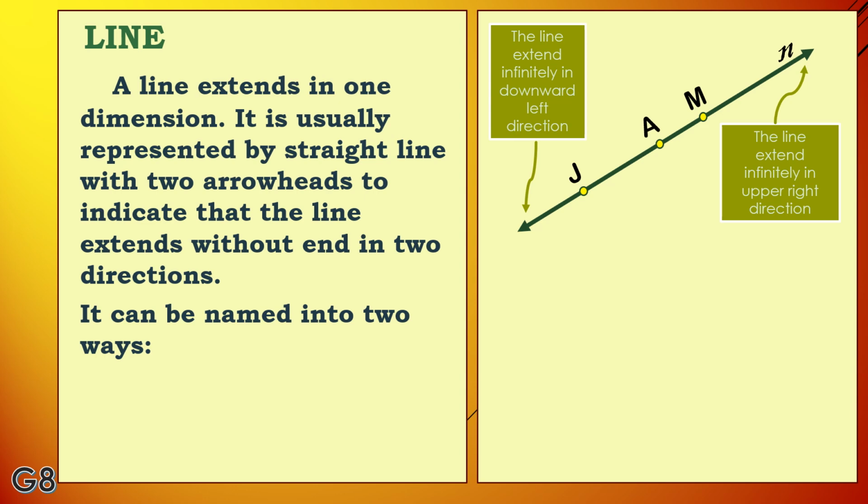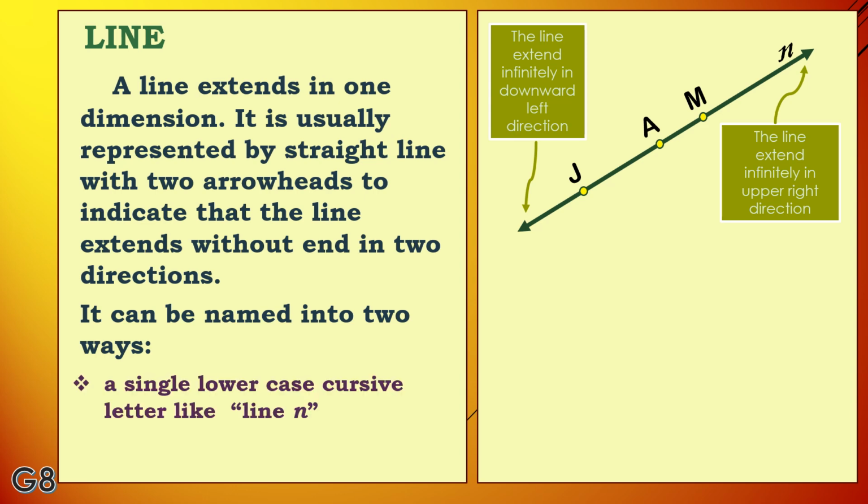This figure can be named in two ways. First is by using a single lowercase cursive letter like line n. If you can see, we have there a small letter n, and this represents the line. So we can call that line as line n.